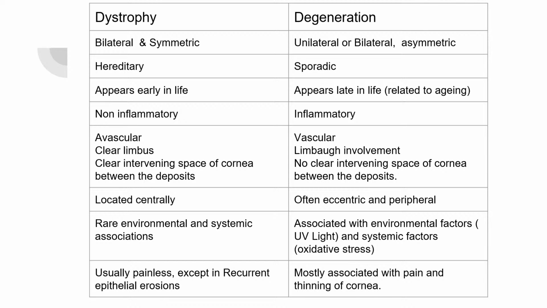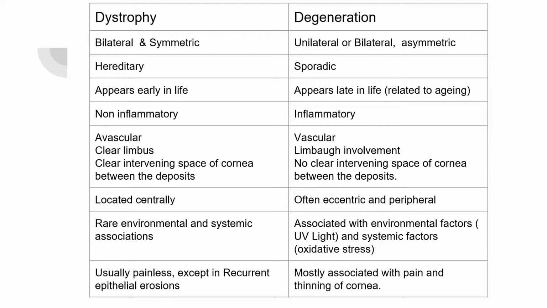Dystrophies are non-inflammatory and degenerations are inflammatory. Dystrophies are avascular, the limbus is clear, and there is clear intervening space of cornea between the deposits. In degeneration, it is vascular and there is limbal involvement. There is no clear intervening space of cornea between the deposits. Dystrophies are located centrally. Degenerations are often eccentric and peripheral.